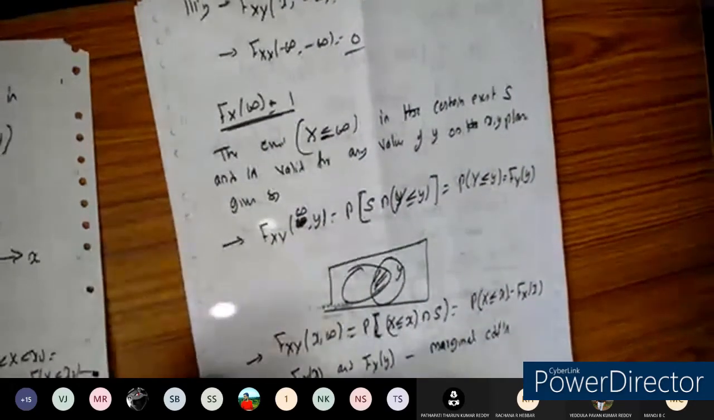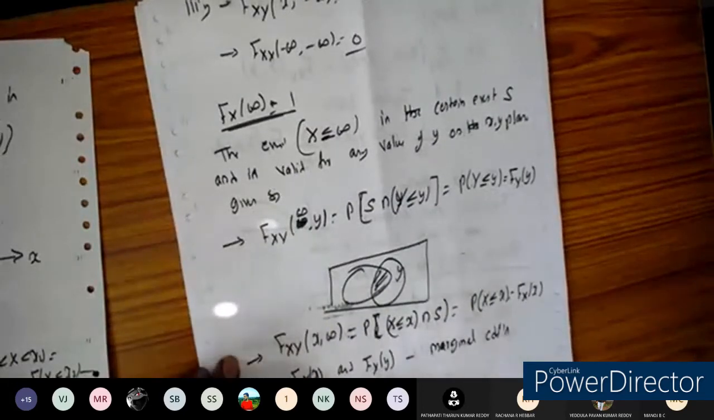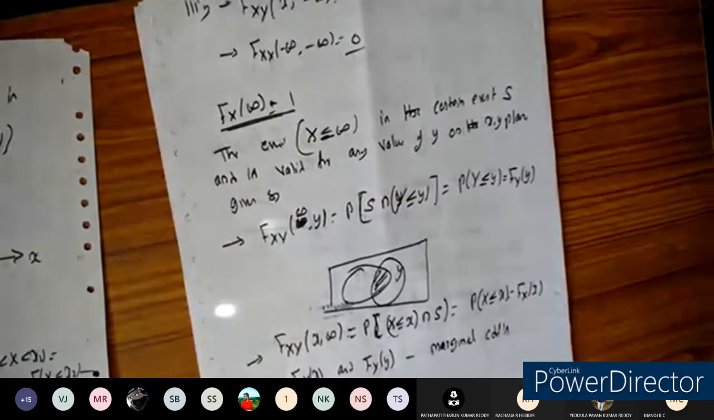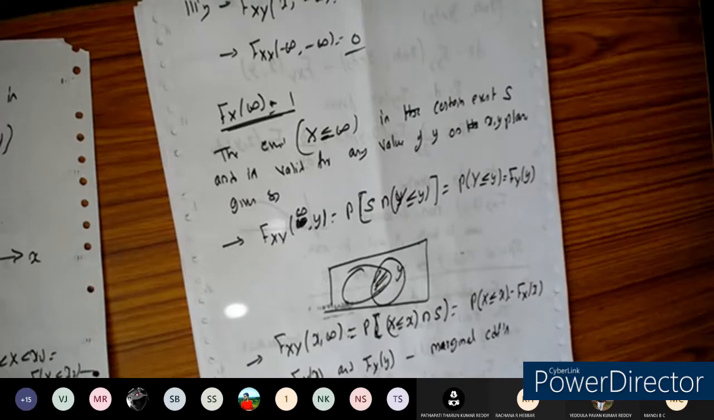Similarly, let us apply this for F_XY of infinity comma infinity. This becomes equal to 1, because all the possible events are included, and the sum of all the probabilities is equal to 1. So this is the bivariate cumulative distribution function.